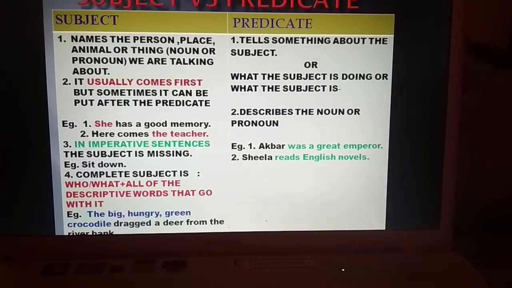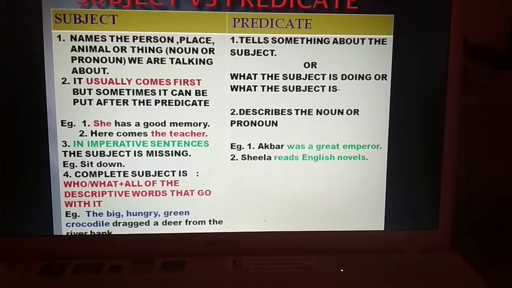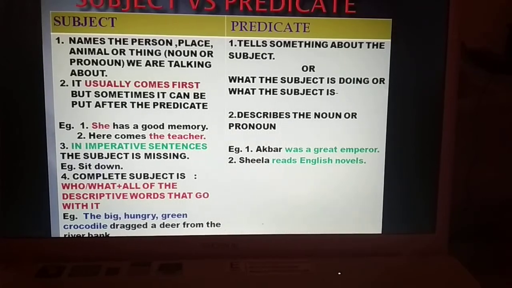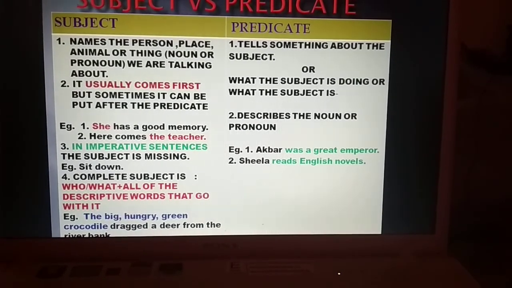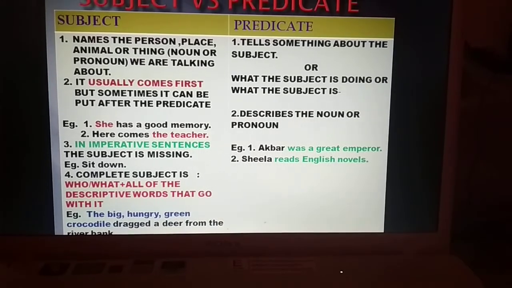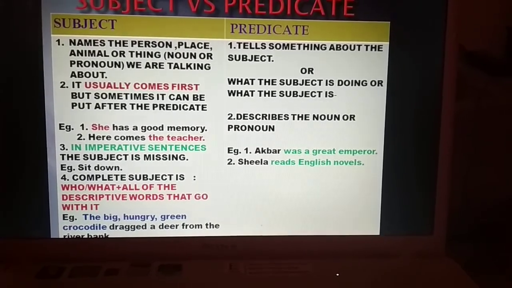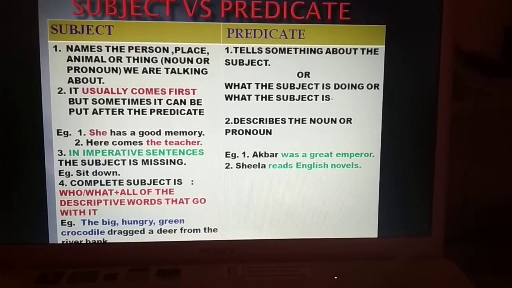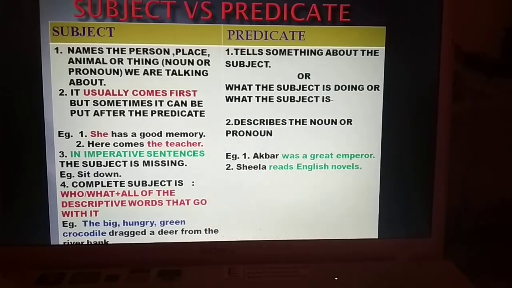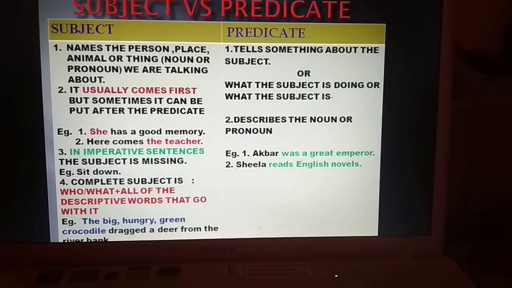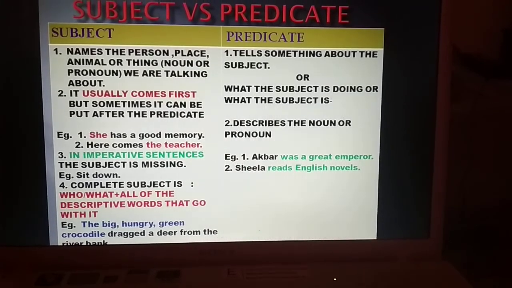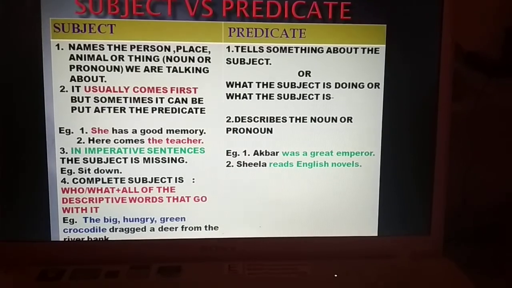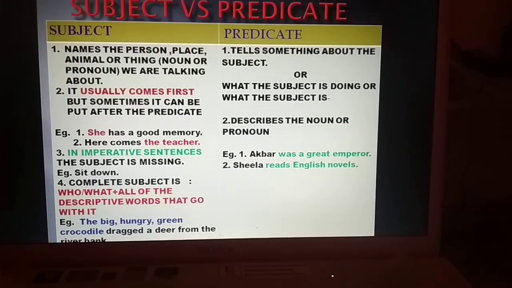Now similarly, you can also understand through more examples as we have mentioned in the column of predicate. Akbar was a great emperor. Now here Akbar is our subject, was a great emperor. This is something which is describing Akbar. So it is our predicate. Sheila reads English novels. So here reads English novels, these words give us the predicate. I hope subject and predicate is clear to you.